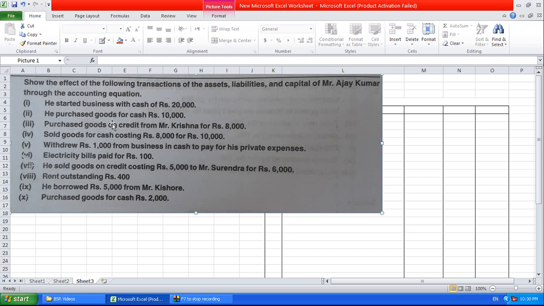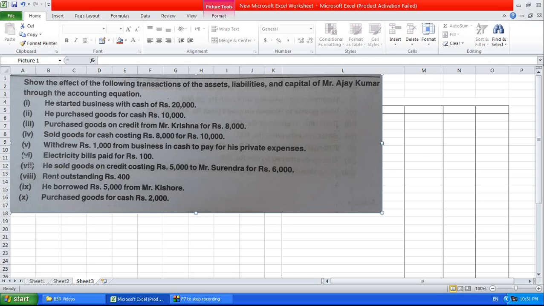He purchased goods for cash 10,000. Purchased goods on credit from Mr. Krishna 8,000. Sold goods for cash costing 8,000 for 10,000. Withdrew 1,000 from business in cash for his private expenses. Electricity bill paid 100. He sold goods on credit costing 5,000 to Mr. Sunanda for 6,000. Rent outstanding 4,000. He borrowed 5,000 from Mr. Kishore and purchased goods for cash 10,000. In total we have 10 entries.